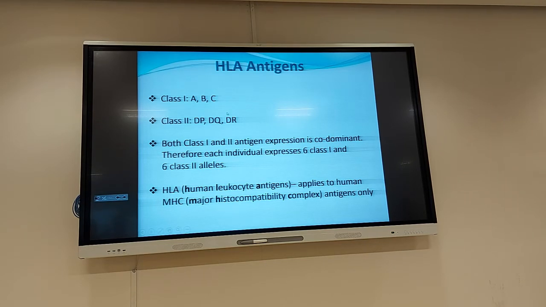So just to revise what I told you about last year, we have two classes of HLA molecules. Class 1 is A, B, and C. Class 2 is DP, DQ, and DR. The characteristics of these HLA antigens is that they are codominant. That means that you express 6 species of class 1 and 6 species of class 2, both from your mother and your father.